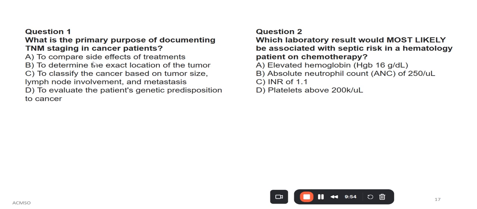A, to compare side effects of treatments. B, to determine the exact location of the tumor. C, to classify the cancer based on tumor size, lymph node involvement, and metastasis. D, to evaluate the patient's genetic predisposition to cancer.